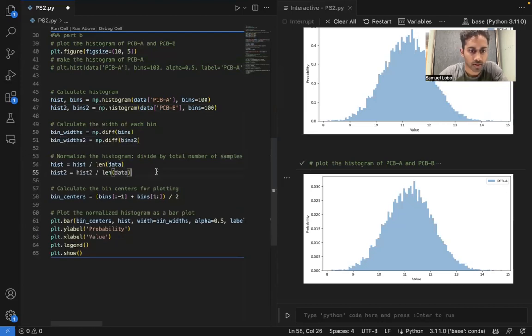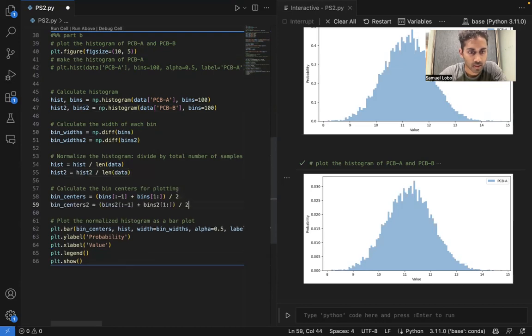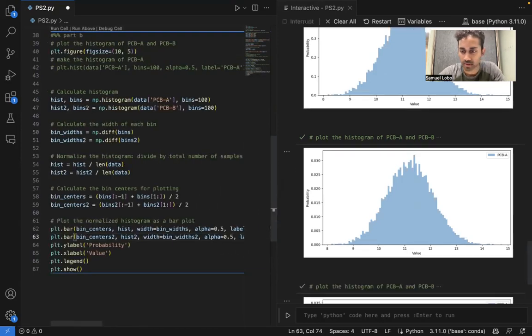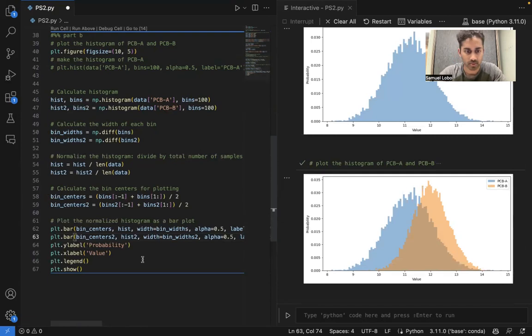So let's just march along and do this, and let's plot a second bar graph that corresponds to the next set of data. Okay, that looks pretty good.